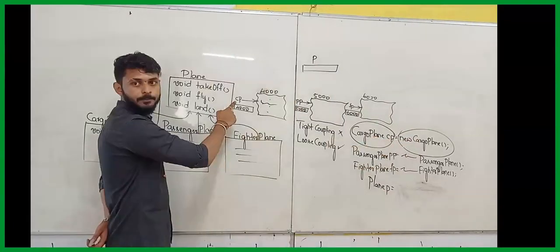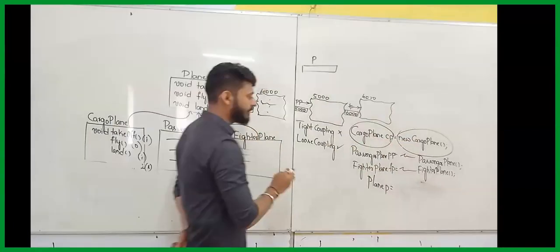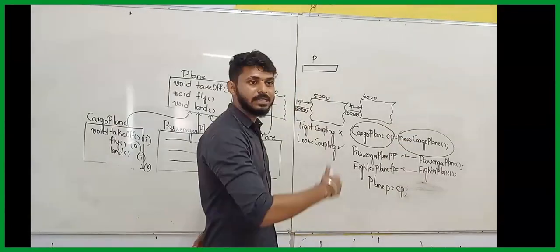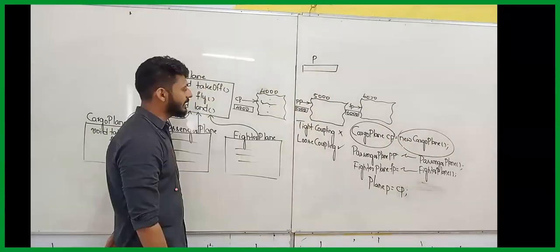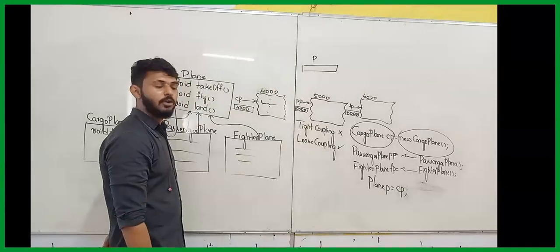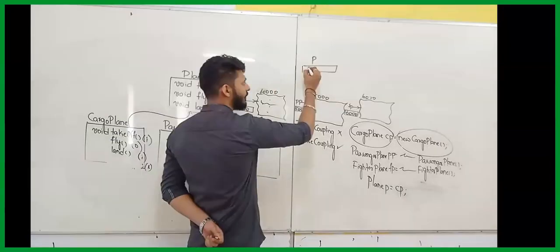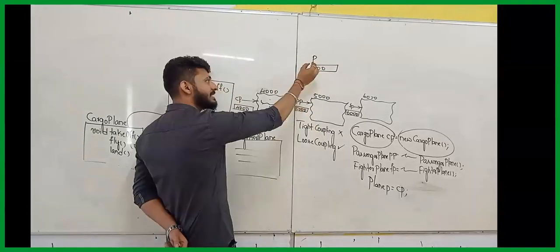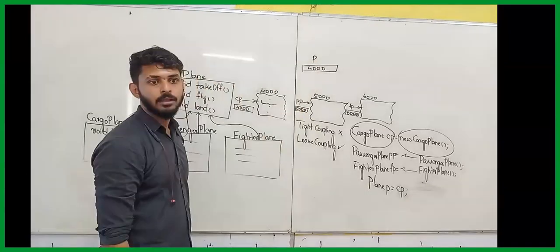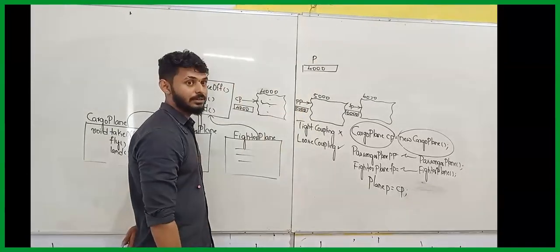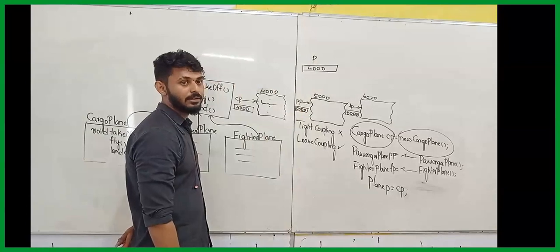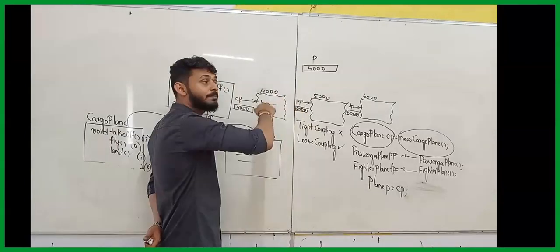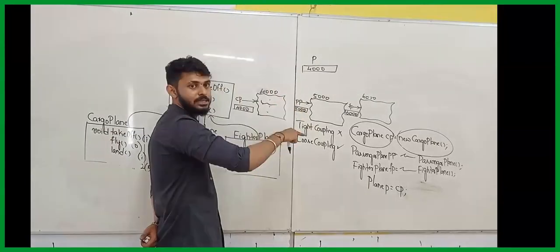That address goes to this one. Equal to means what? Assignment operator. Whatever is there on the right side will be copied to the left side. What is there in CP? 4000 is there. Now in P, what will be there? 4000. Which means P is pointing to where? P is pointing to CP. No, P is pointing not to CP, rather P is pointing to the same place where CP is pointing.